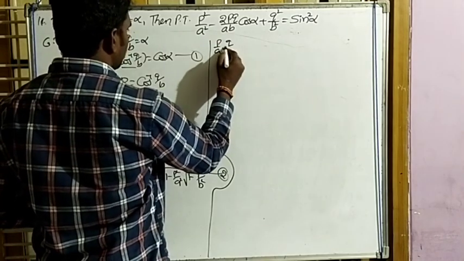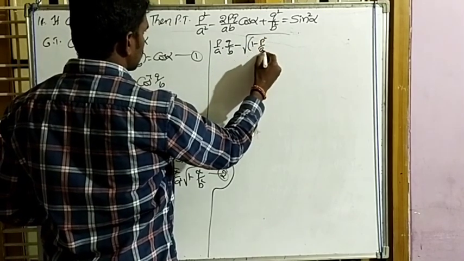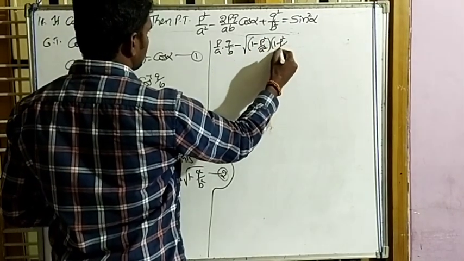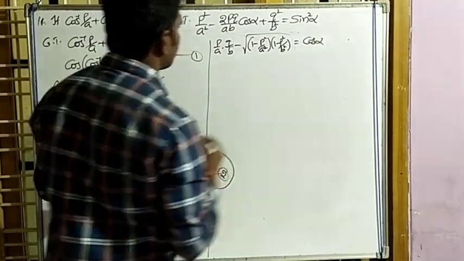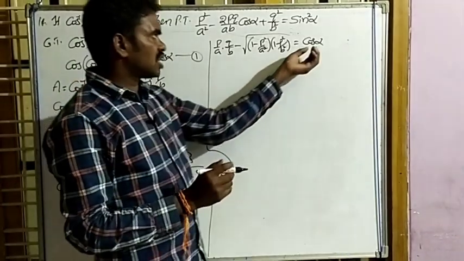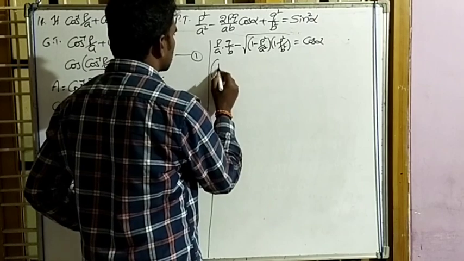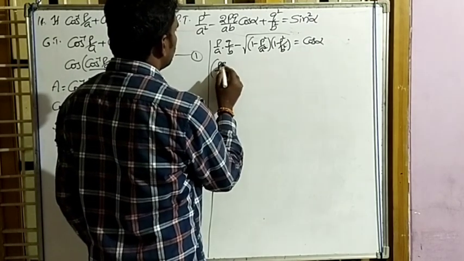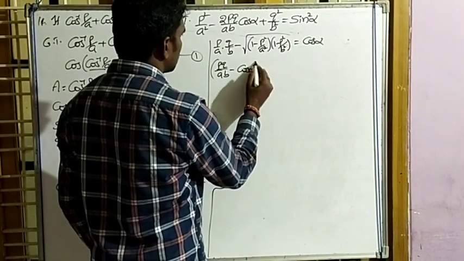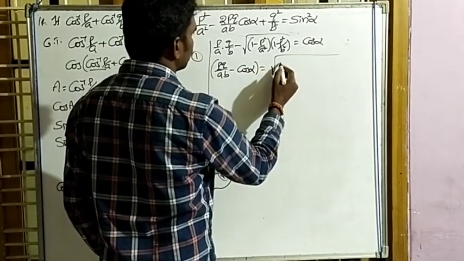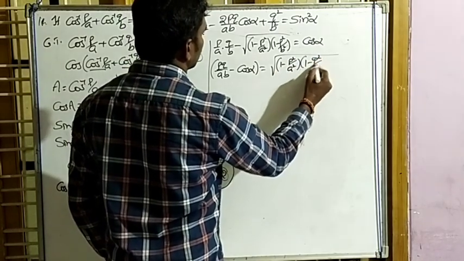pq by ab minus root of (1 minus p square by a square) into (1 minus q square by b square) is equal to cos alpha. Okay. So then cos alpha, bring to the left side, send this root term to the right side, and then square on both sides. So pq by ab minus cos alpha on the left side is equal to root of 1 minus p square by a square into 1 minus q square by b square.